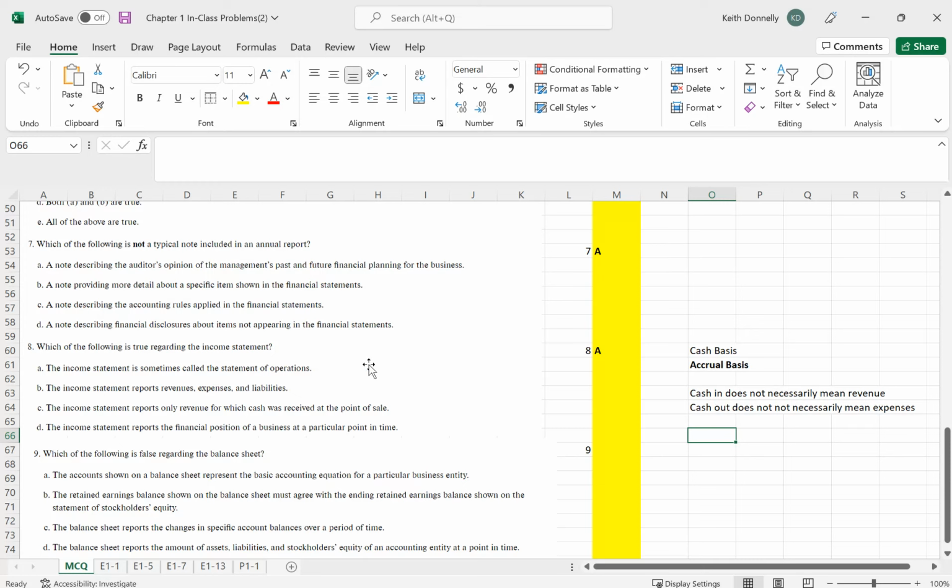D here says the income statement reports the financial position of a business at a point in time. That's false, right? That's the balance sheet. The balance sheet is at a point in time. The income statement is for a period of time.